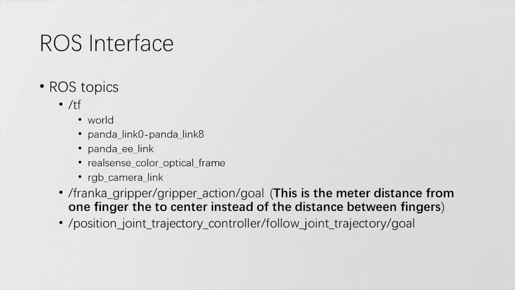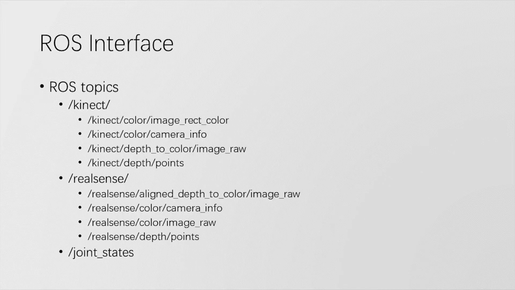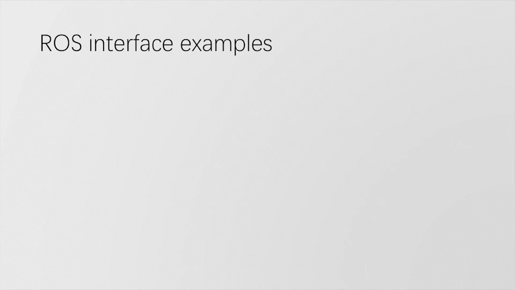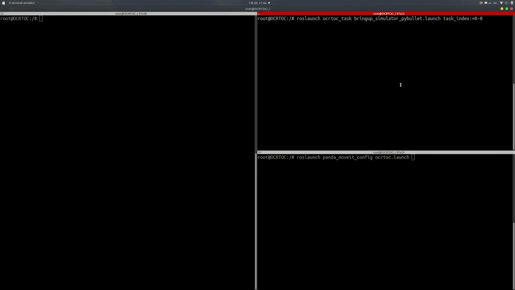For TF, only the transformation between these 13 frames are guaranteed to be valid. You can control the gripper and robot through the second and third topic respectively. You can also access camera information via these 8 topics, and you can read the joint angles via the last topic. There are many other topics in simulators or the real robot, but the consistency is not guaranteed and thus not suggested to use. Here are some examples for using ROS interfaces.